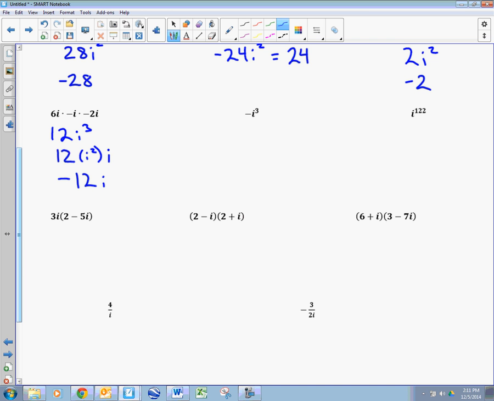Negative i to the third. Is the i being taken to the third, the negative being taken to the third, or both? Just the i. So, negative, then we have an i squared, and then we have an i. So that would be i to the third, correct? What's i squared? That will cancel out that negative 1 and give me i.